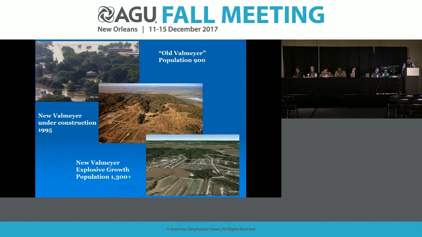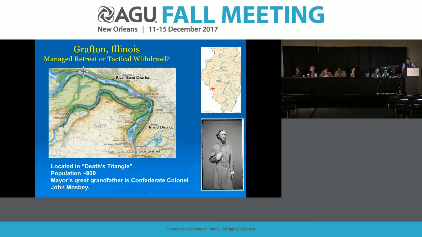3 pictures there. You can see old Valmeyer at the top of the screen. The new construction just 2 years later, and that's important to note too. It only took 2 years from the time they were flooded till they started building the new town up on top of the hill. And Valmeyer today, that's a Google Earth photo that I just downloaded a couple of weeks ago. That's what it looks like today. It's almost doubled in size, and it's growing like crazy. It's kind of a St. Louis bedroom community.